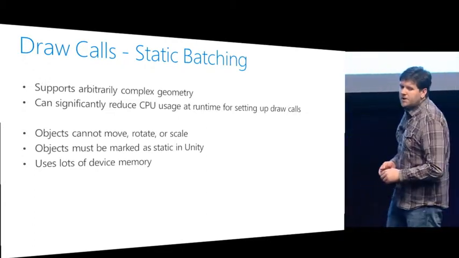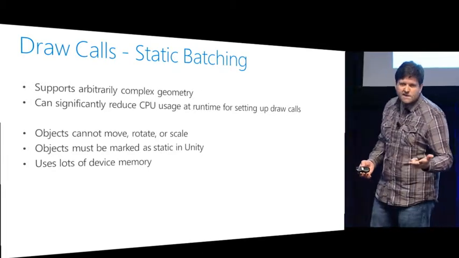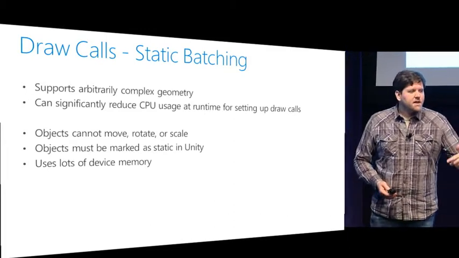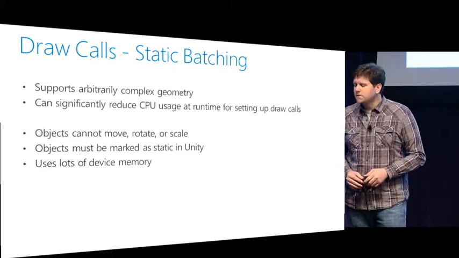Some limitations with static batching, though. The objects have to be static. They can't move, they can't rotate, they can't scale. They have to actually be in the scene. You can't be instantiating and destroying all the time. That doesn't work with static batching. They have to be static objects.